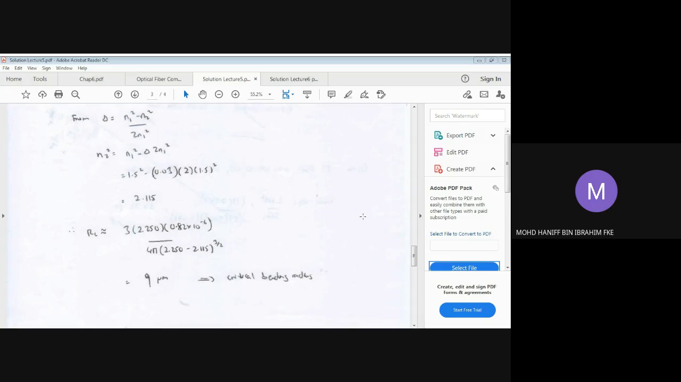So this is a critical bending radius that must be avoided, to ensure that the large macrobending losses will not be produced. The 9 micrometer is the macrobending radius of curvature size.